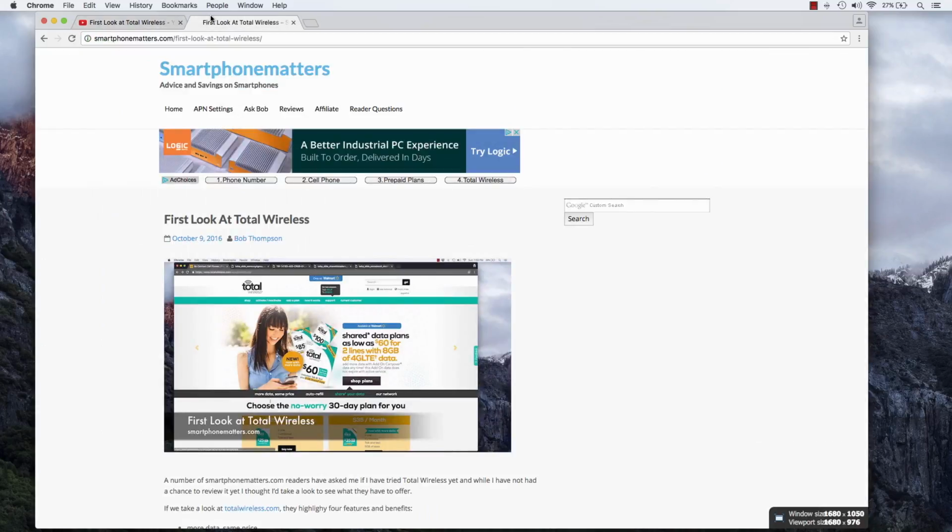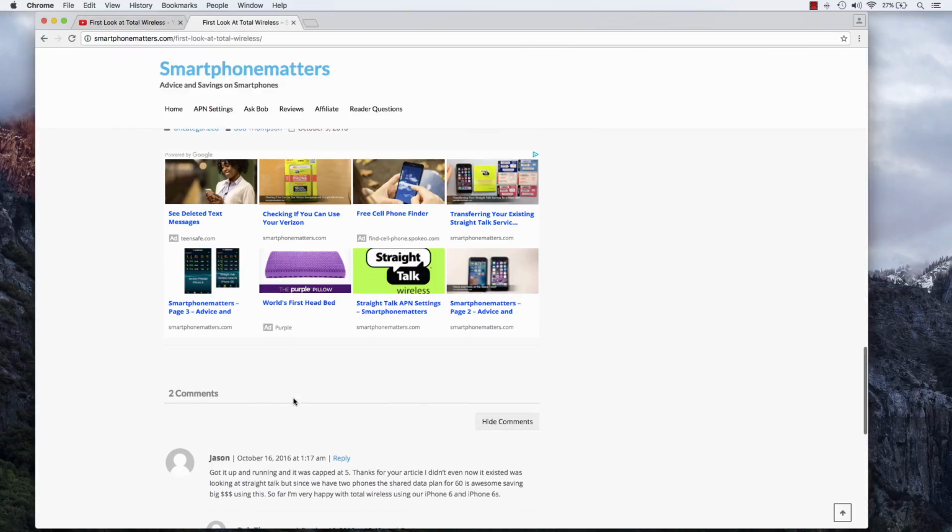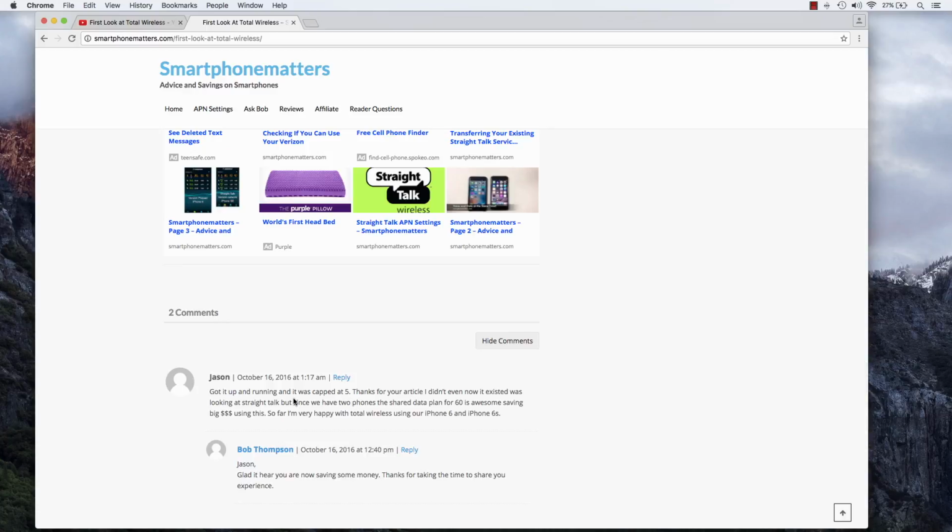First, if we check out smartphonematters.com, we'll see that there was a reader, Jason, and he shares that he and his wife signed up for the $60 shared plan. He was excited to find Total Wireless because he was considering Straight Talk, but with Total Wireless, he opted to save $30 a month on two lines. They are using the iPhone 6S and iPhone 6, and he says he's getting about 5 megabits per second download speeds. Finally, he adds he's really happy with the service, so great to hear that this is working out for Jason.